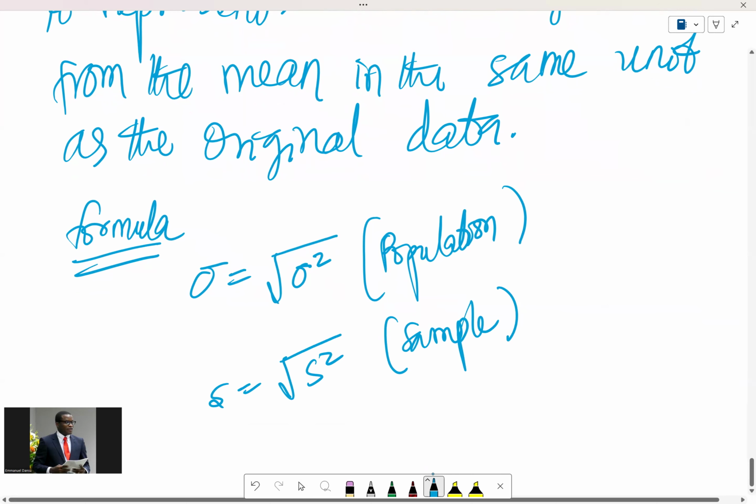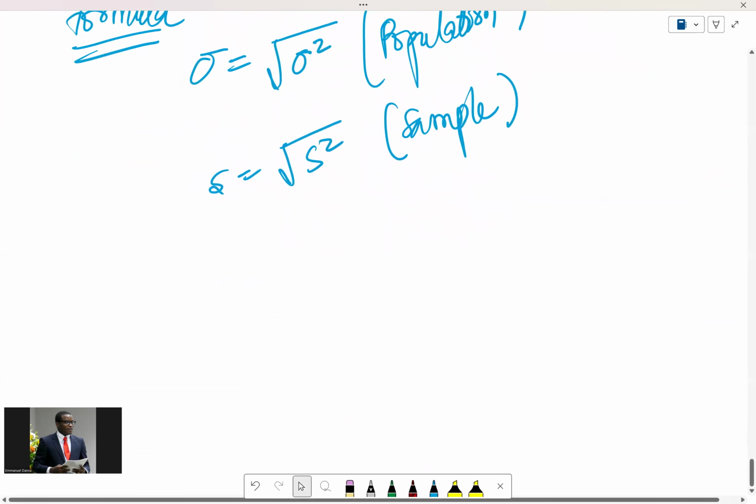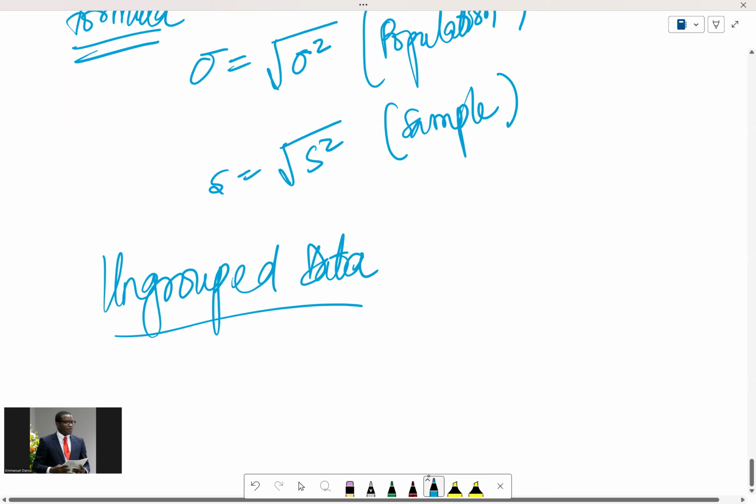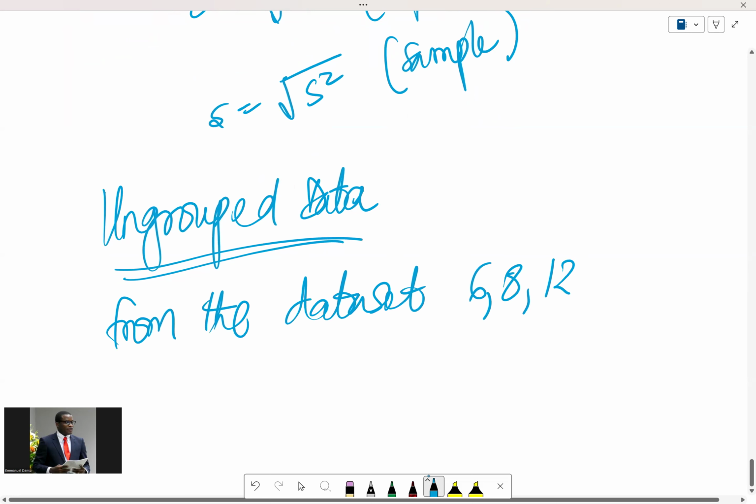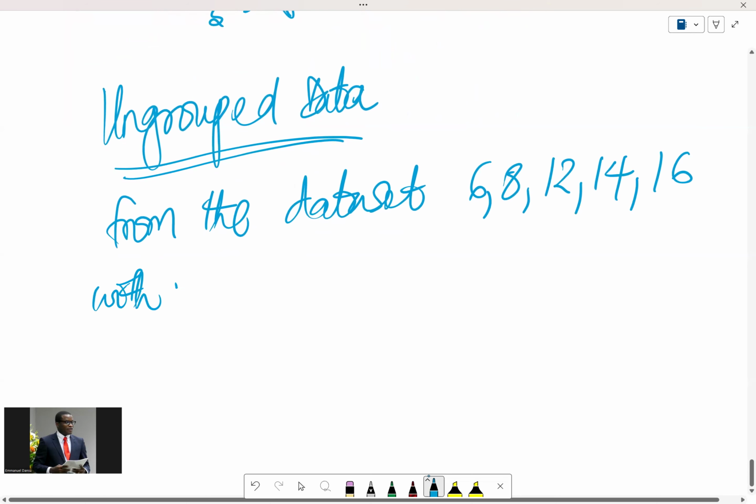Okay. So let's do this for ungrouped data first of all. Just like what we had before, right? We can just invoke that. So from the ungrouped data we used before, we can just say from the data set 6, 8, 12, 14, 16 with variance s squared, which is equal to 17.2.